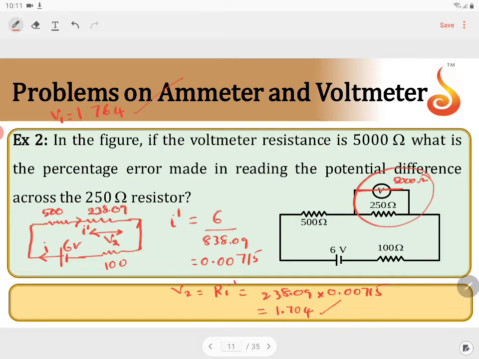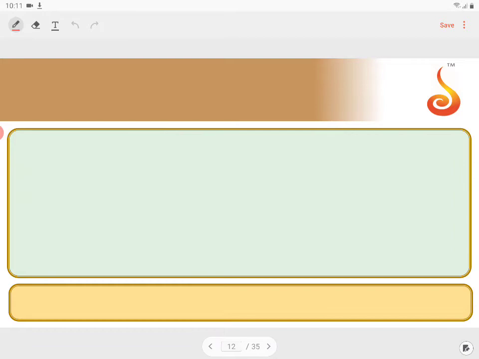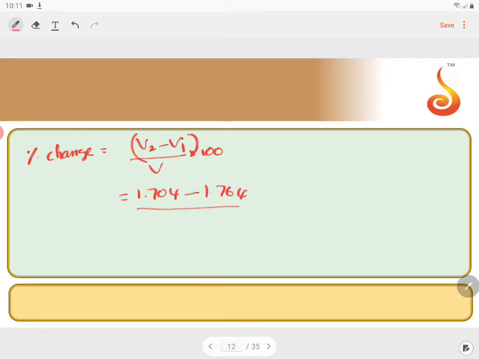Now to calculate the percentage change, you calculate like this: V2 minus V1 divided by V1 into 100. What is V2? 1.704 minus 1.764 divided by 1.764, into 100. If you simplify, it is minus 3.4%. Why minus? The potential difference is decreasing, so that's why minus 3.4%. So this is the correct answer.